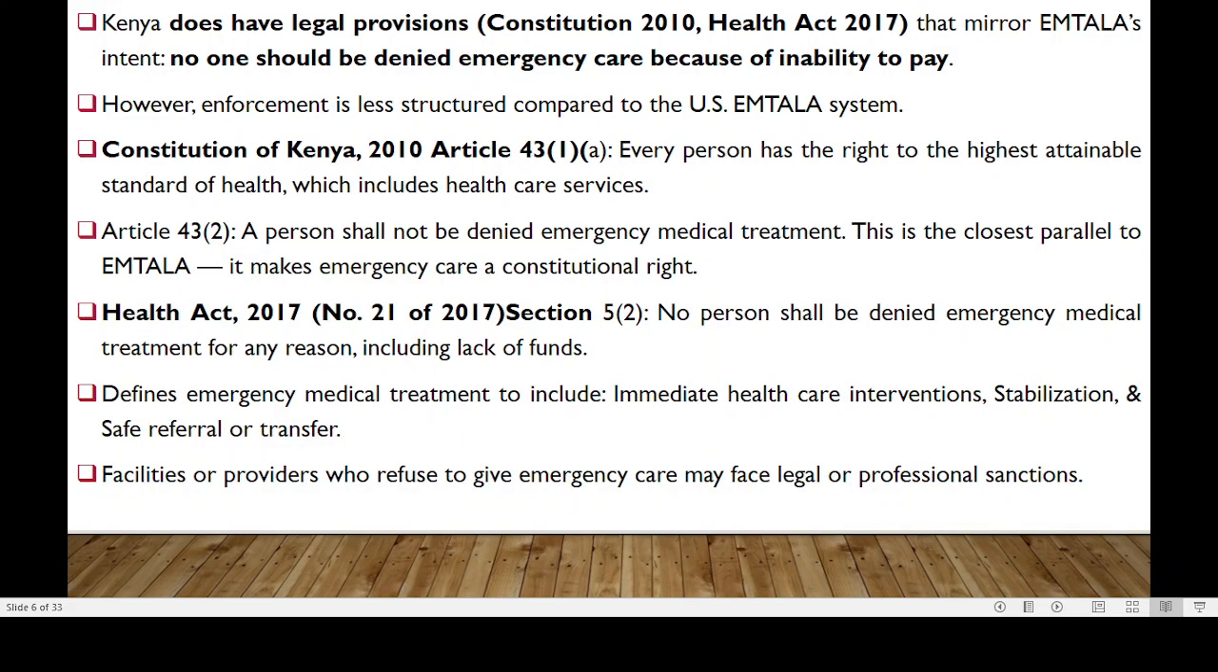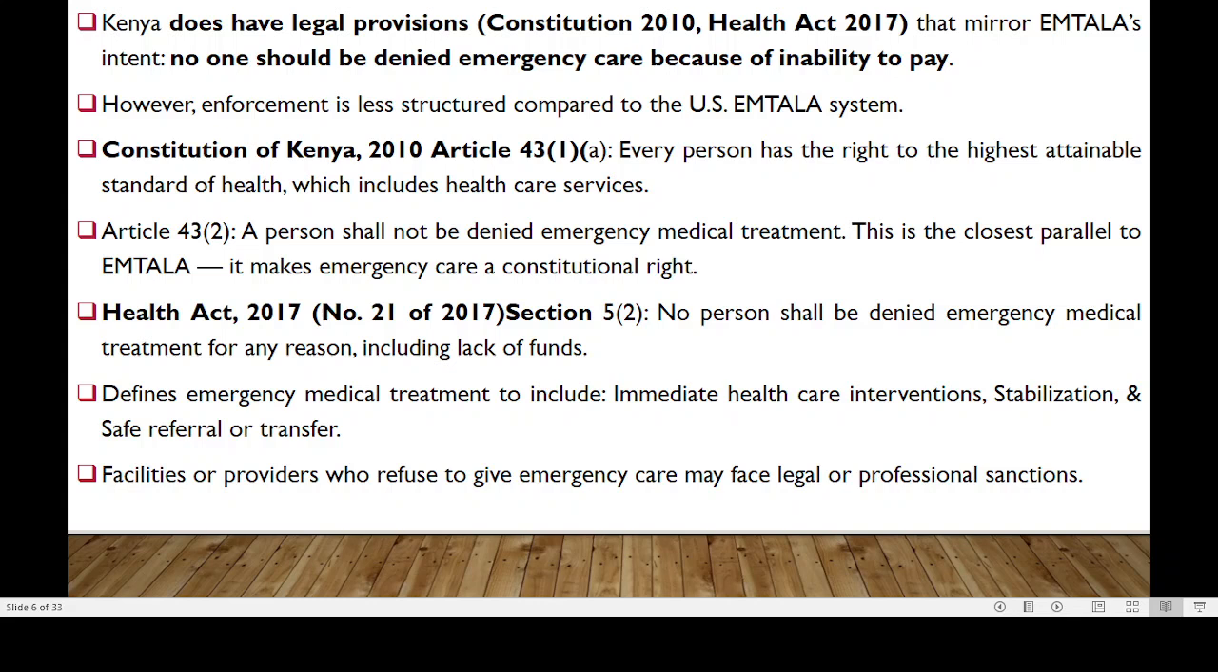Equally, for Kenya, in reference to the 1986 federal law in the United States, Kenya does have legal provisions. We have the Constitution 2010 and the Health Act of 2017, and this one normally tries to mirror the American concept, where no one should be denied emergency care because of inability to pay. However, the enforcement of this is less structured compared to the United States.